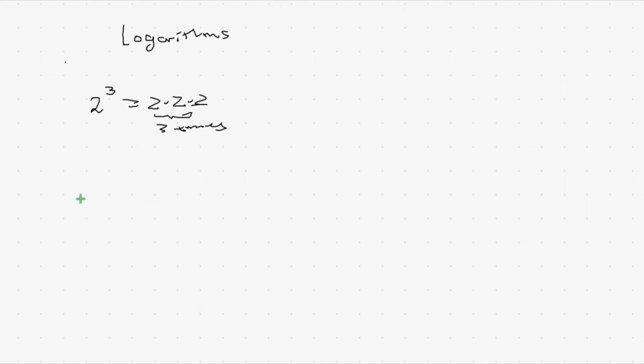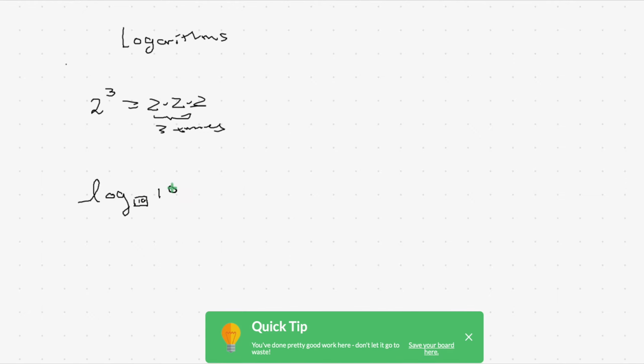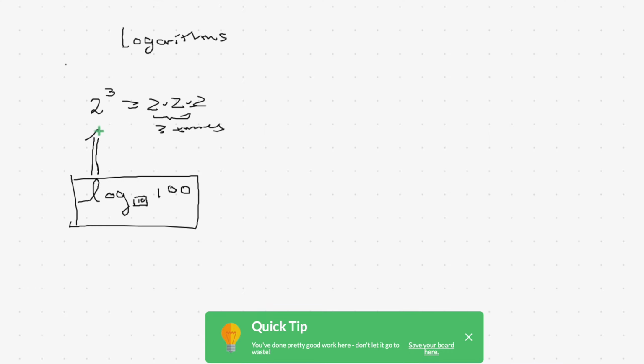The way you write a log is first put a log, and then you put the base. This is called the base. You put a number here, so let's say 10. Then you put another number here, let's say 100. This is the general format of a log. So this part equates to this part.